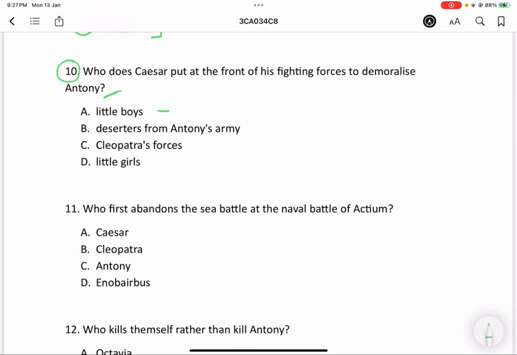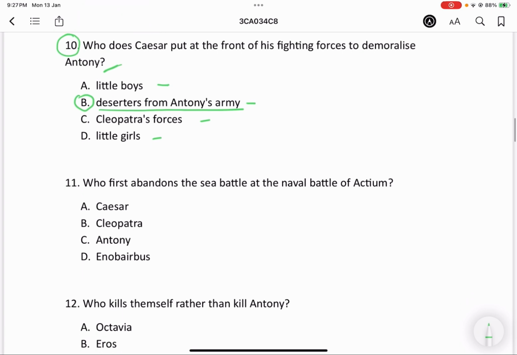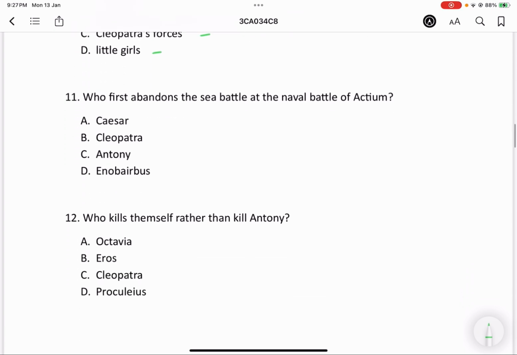Options: little boys, deserters from Antony's army, Cleopatra's forces, or little girls. The correct answer is B. Deserters from Antony's armies. The deserters who joined hands with Caesar were put in front of the battle.